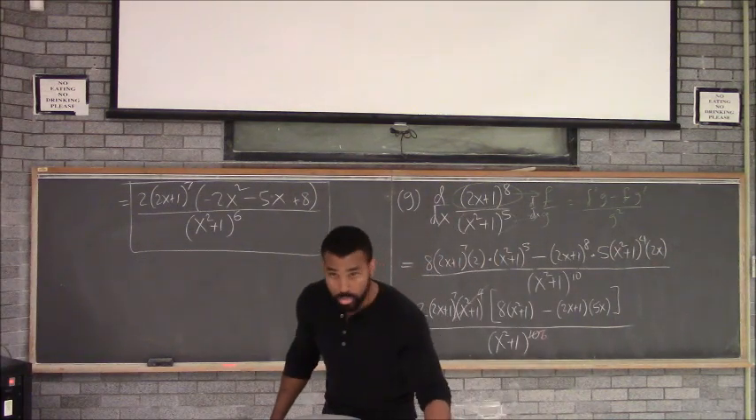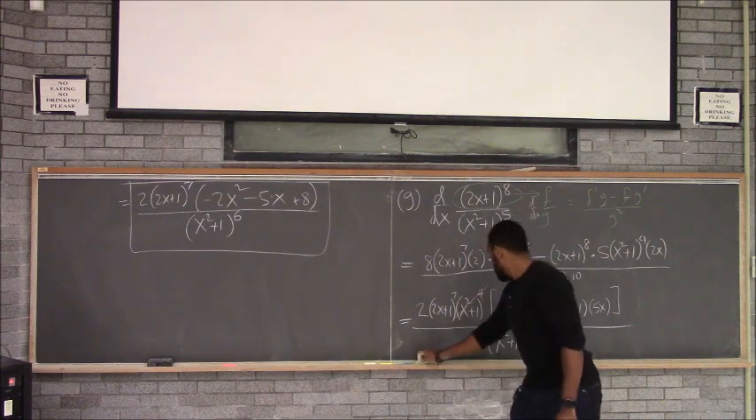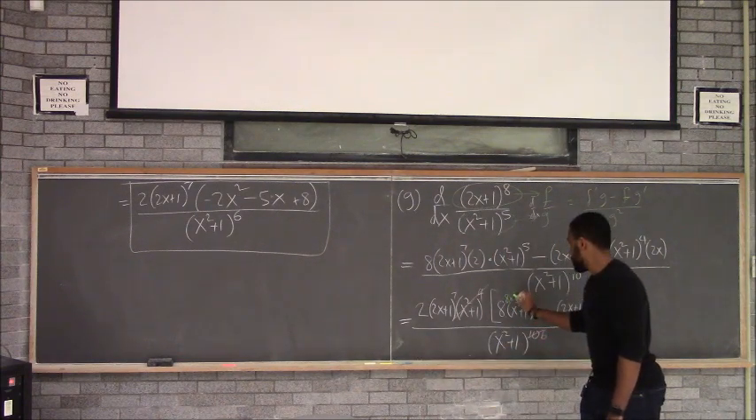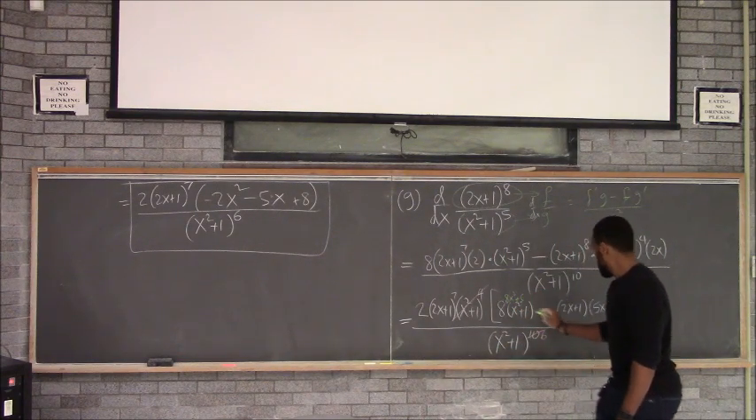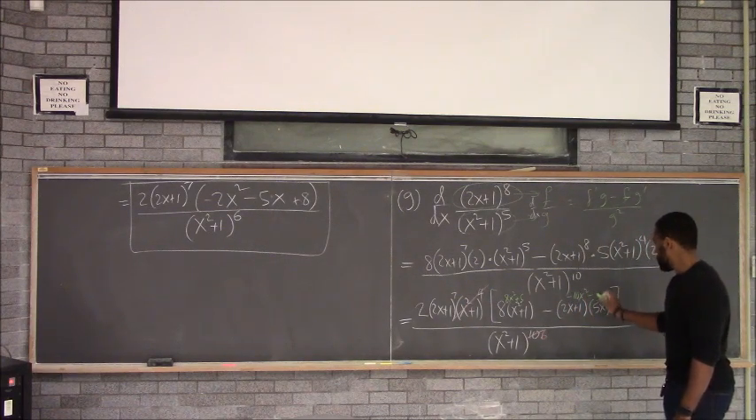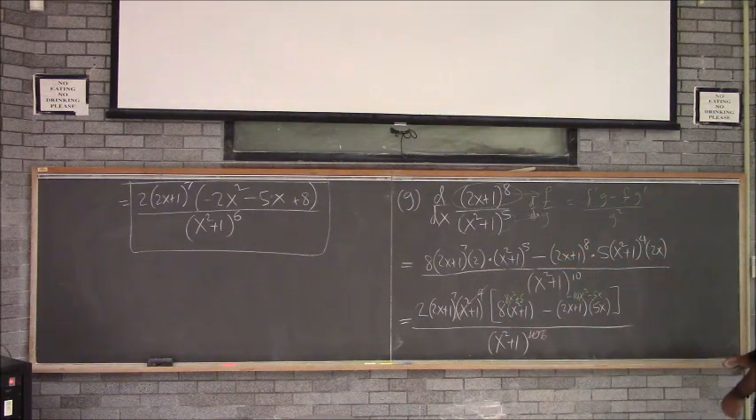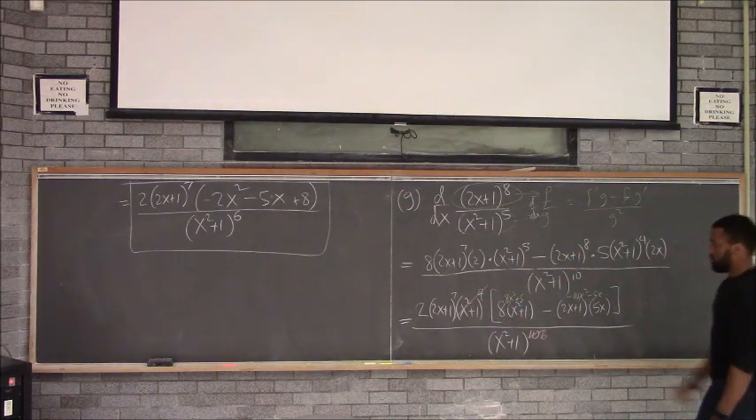What happened to the 8x squared? Oh, well, I multiplied out. This would be 8x squared plus 8. And over here, I would have minus 10x squared, minus 5x. And then, yeah, those give me the minus 2x squared and then the minus 5x and then the 8.